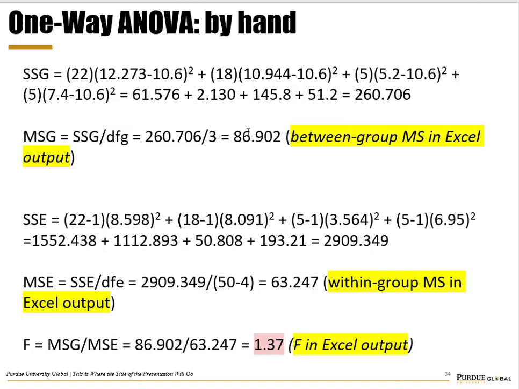Okay, so the MSG is the between group MS in the Excel output, and the MSE is the within group MS in the Excel output. So if you do this in Excel, that's how you get it, and you can understand what they mean by the things they label them as.